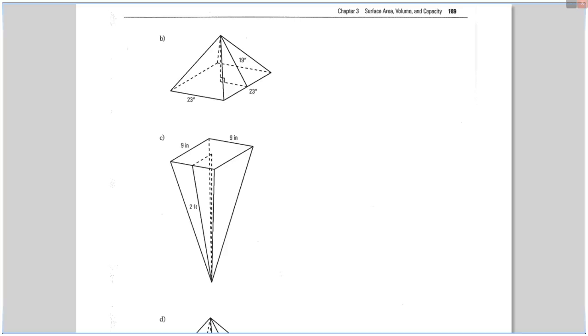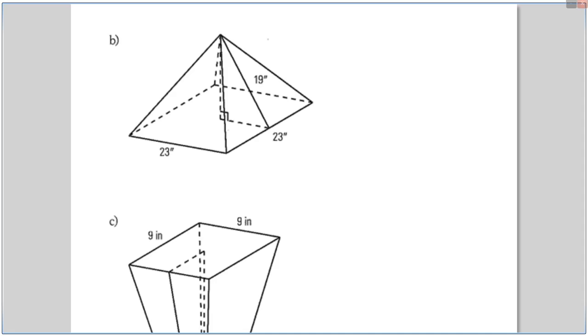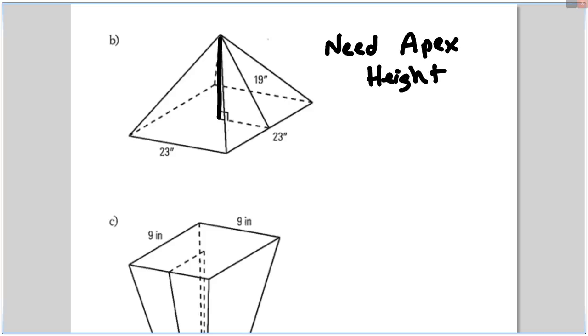We're back on page 189, and we're doing volume of pyramids. For volume of pyramids, you need the apex height. And what did they give you? They give you the slant height. So they're giving you the information that you don't need, or don't want, pardon me.